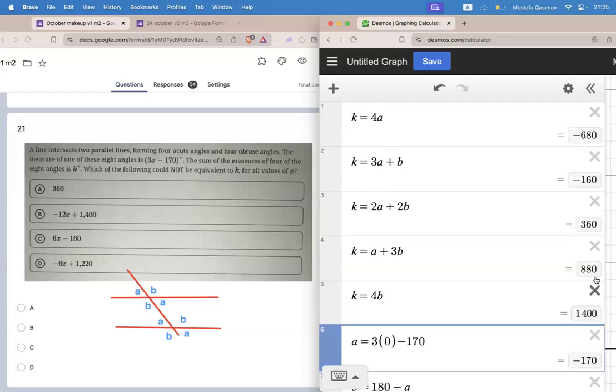So when we write 0, we will get 5 values. Okay, now let's write 0 here also. When we write 0 here, it will be 360. Here, it will be 1400. Negative 160. And lastly, 1220. Okay, now let's try to find which one is not here. Answer is D, because we don't have 1220 here. Any question?